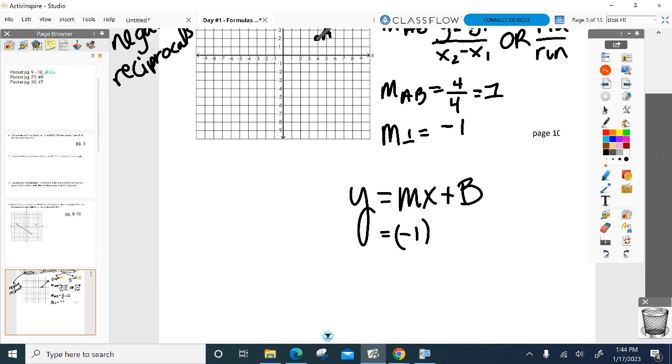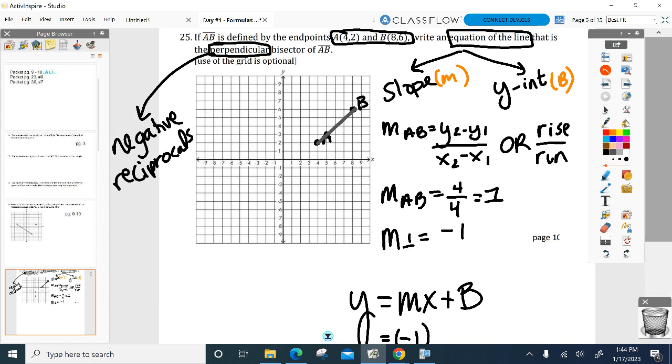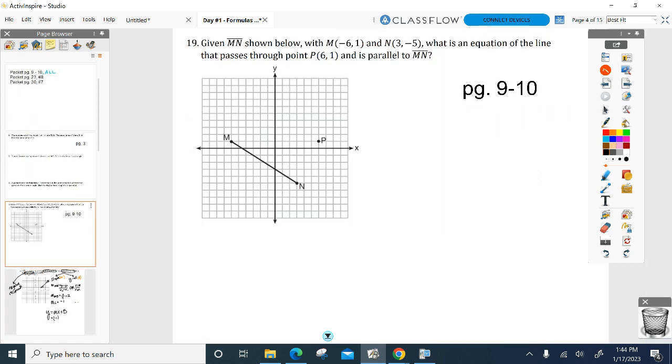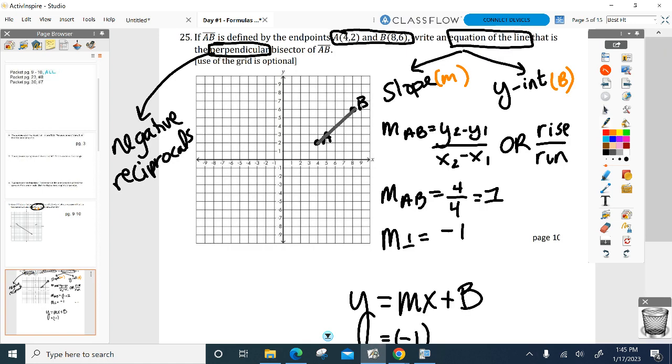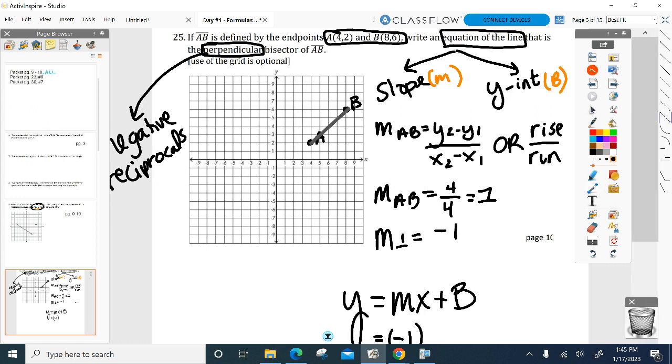Well, what the heck's in for y and x? That is a point this line goes through. Sometimes, like in the other one I assigned, they tell me what it goes through. So all I need to do is plug in the x and the y from that point they give me. Unfortunately, though, for this one, this is why it's honors level, I didn't provide that point. But I provided you with enough information to find that point. Perpendicular bisector. What do you know about a bisector? It's going to cut this bad boy where?